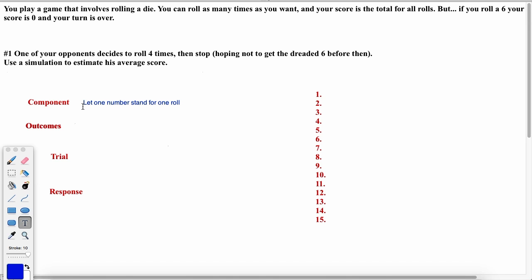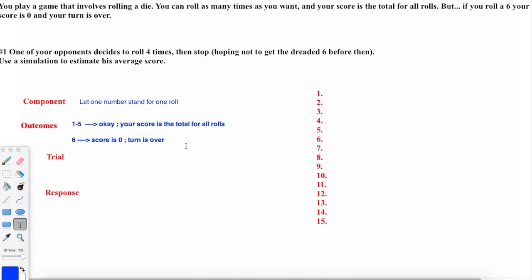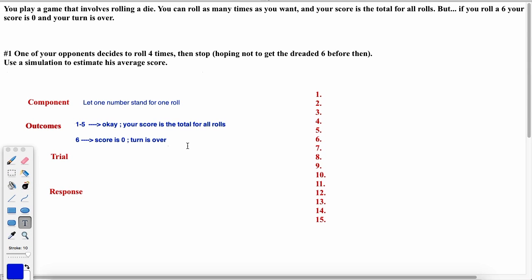We're going to say one number equals one roll. Now that the numbers mean something, we need to label our possible outcomes. When rolling a die, we can get 1 through 5 and keep going as we like. Once again, the score is the total of all rolls. But you can also get a 6. A 6 means your turn is over and your score is 0.